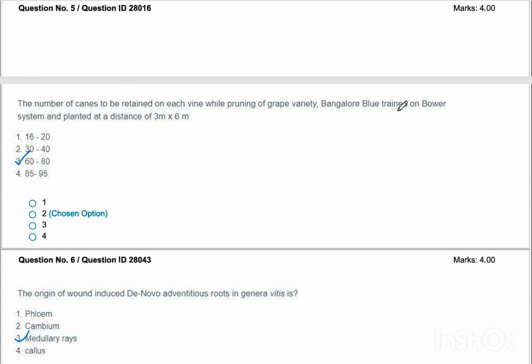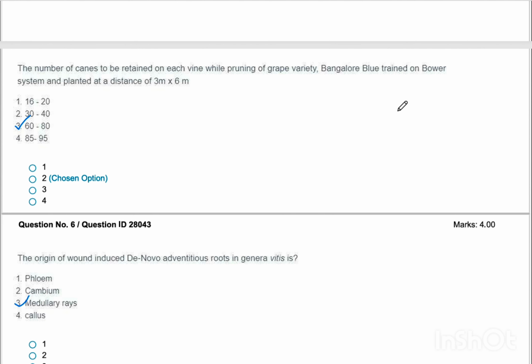In question number 5, the number of canes to be retained on each vine while pruning of grape variety Bangalore Blue, trained on the bower system and planted at a distance of 3 meter into 6 meter, is. Somebody seeing this question for the first time will definitely have a doubt: what a question is this, why is it asked so, it is difficult to remember. But once you have gone through your handbook of horticulture, you will be very familiar with it.